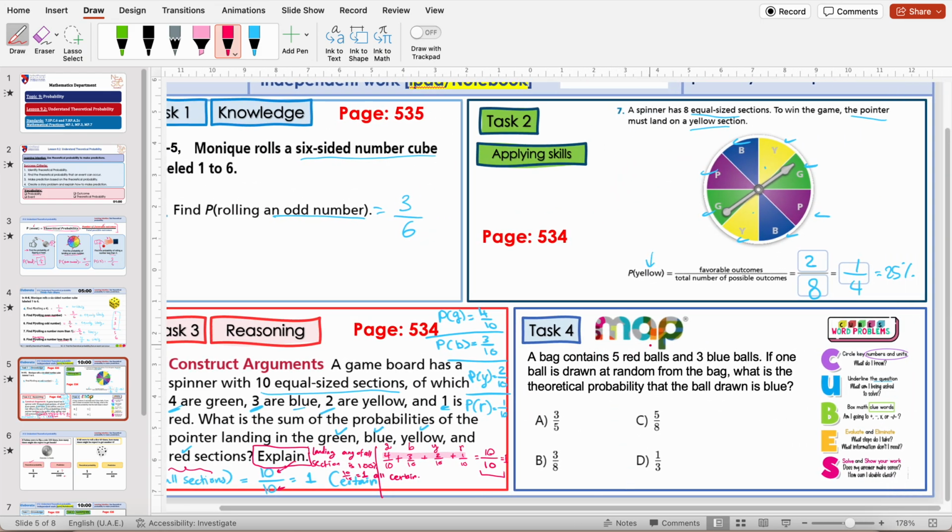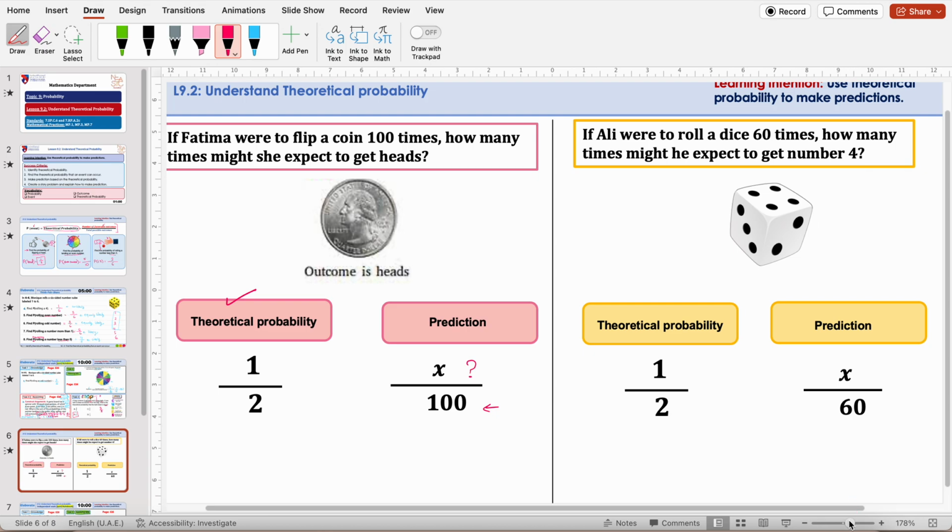Now here, a bag contains 5 red balls and 3 blue. If one of them is drawn at random from the bag, what is the theoretical probability of selecting a blue? Blue is 3 out of, the total is what? 3 plus 5 is 8 in the bag. So 3 out of 8. This one, easy. Okay, let's cover the next idea.